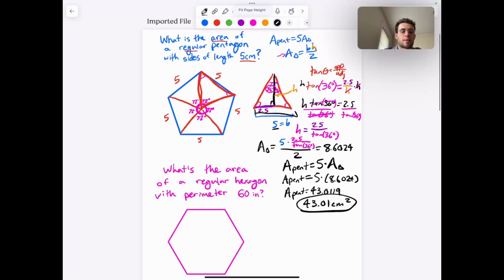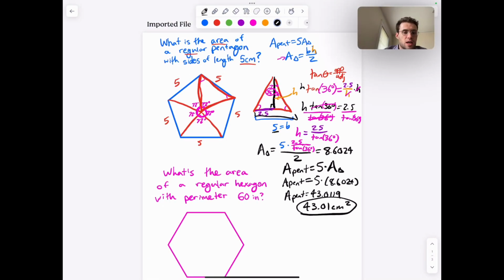So that's a lot of steps, but ultimately the main thing we're keeping in mind is we're dividing that regular polygon into triangles, and the number of triangles is equal to the number of sides. Then with that triangle, we have to find the height and the base, so we can calculate the area of the triangle. Once you have the area of the triangle, then you can use that to find the area of the entire shape.